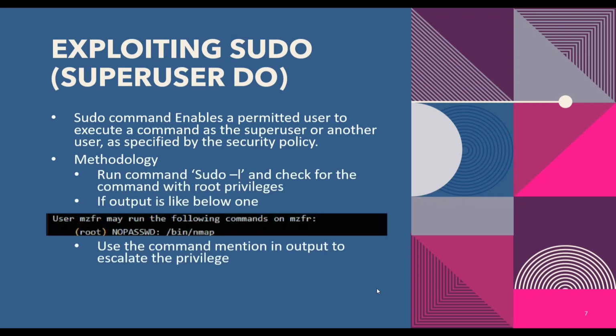So, what is the sudo command and how can we exploit it? Basically, sudo is a superuser do command which allows the current user to execute a command with root privilege. And in exploiting sudo methodology, we first check the commands with root privilege. If we find any command which runs with root privilege and does not require a password to run it as a root user, then we will try to escalate the privileges using that particular command. Okay. Now let's get it more clear in the practical view.